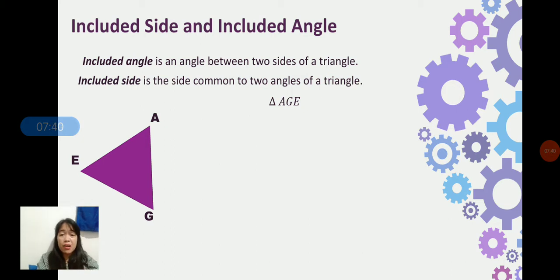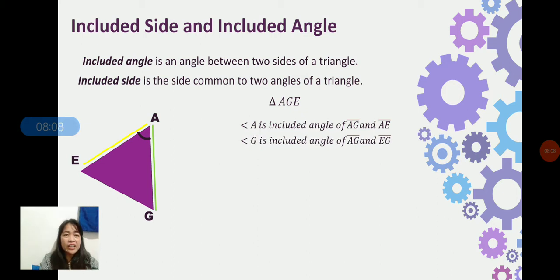Now let us point out what are the included angles for this triangle. Angle A is the included angle of sides AG and AE. Why? If this is your angle A, this is your side AG, and this is your side AE. So angle A is in between these two sides.